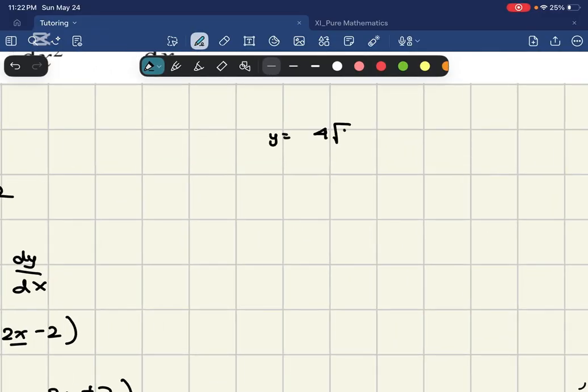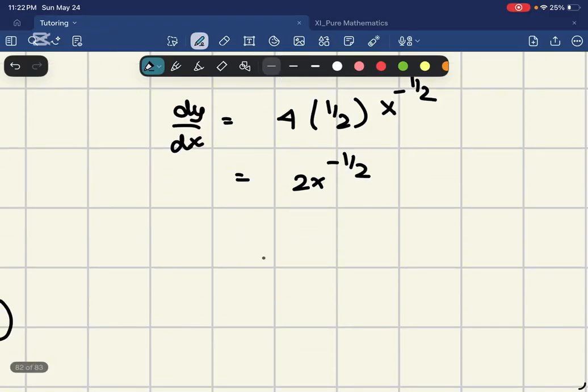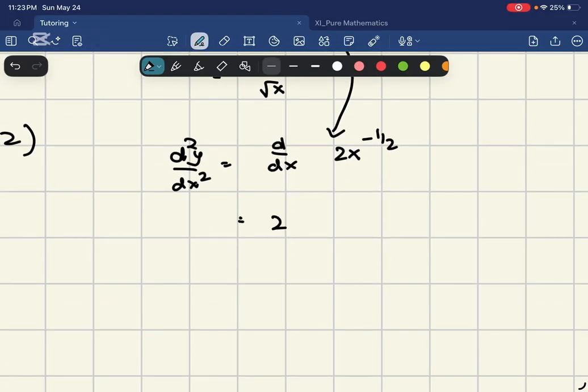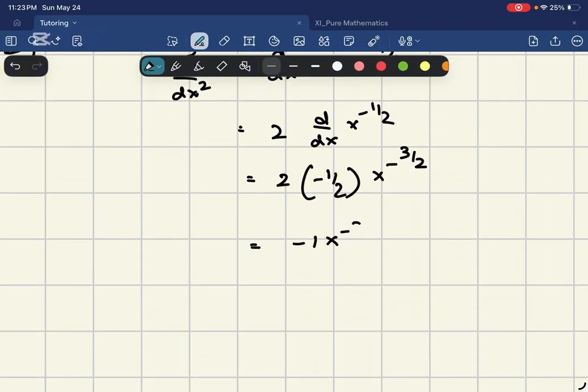So you have y is equal to 4 root x. And you can write this as 4 times x to the power half. dy by dx is going to be 4 times half times x to the power negative half. And that is just going to be 2 times x to the power negative half. And that is just 2 over square root of x. And d squared y by dx squared is just going to be d by dx of this expression, right? 2x to the power negative half. So when I do that, I get 2 d by dx of x to the power negative half. So you bring negative half to the front, and you have x to the power negative 3 by 2. And that gives you minus 1 times x to the power negative 3 by 2.